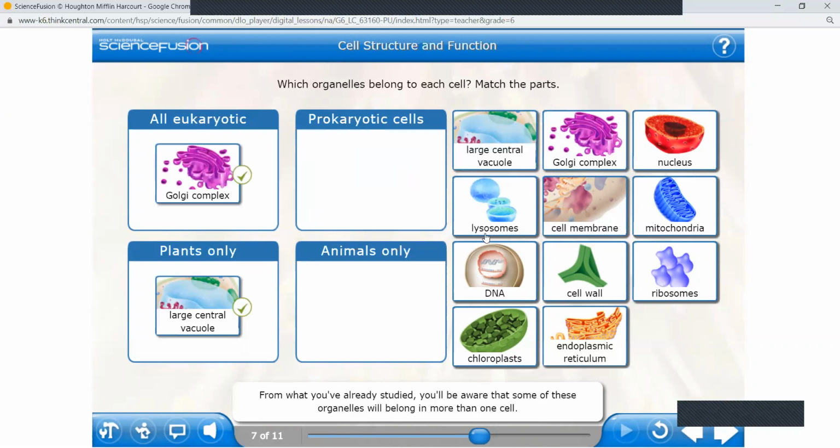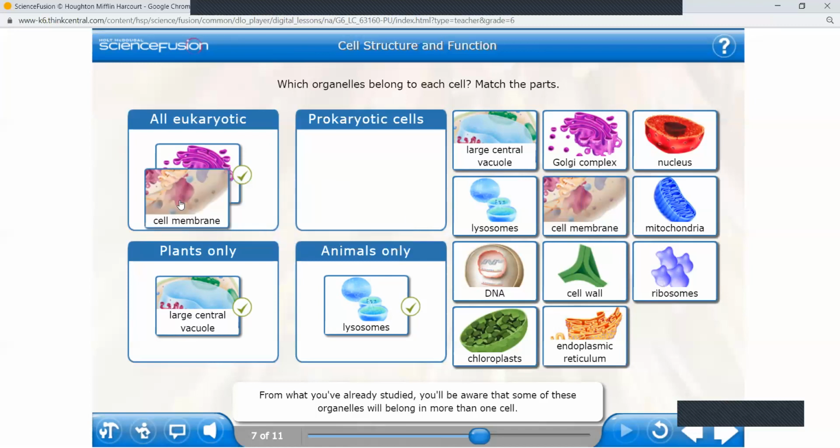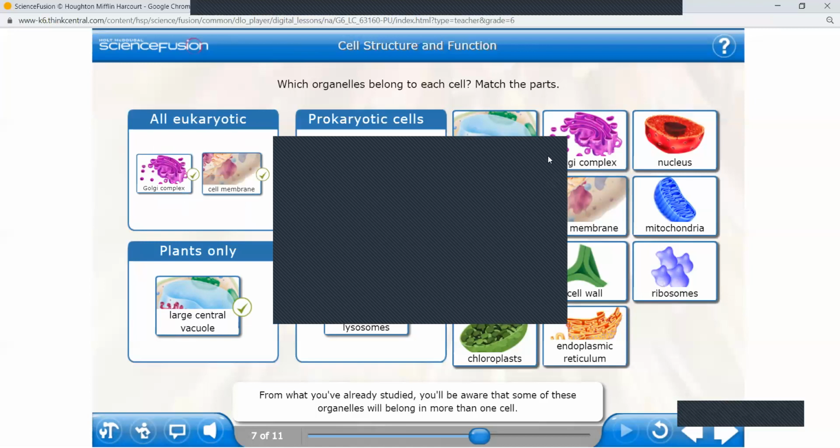Very good. Malak? Lysosome. I can't hear you. My voice is glitching? I'm sorry. Lysosome. It's in animals. I don't know, dear, why my voice is not clear. No, teacher, your voice is clear. Maybe the network. Yeah, cell membrane. Prokaryotic? Really? Don't you think so? It's in everything, all. Cell membrane is in all, everything.